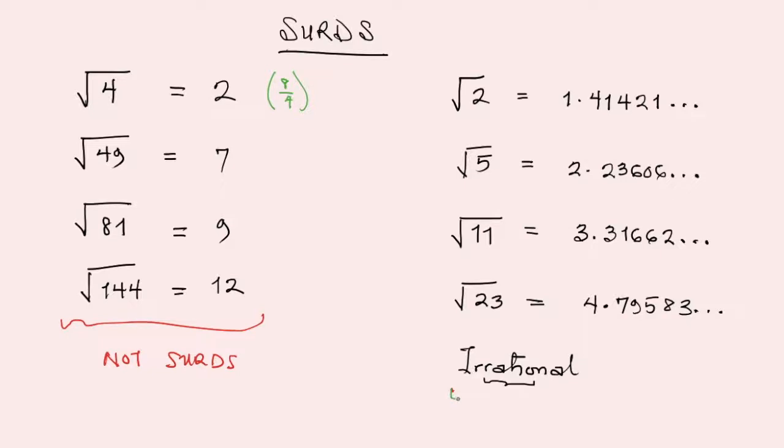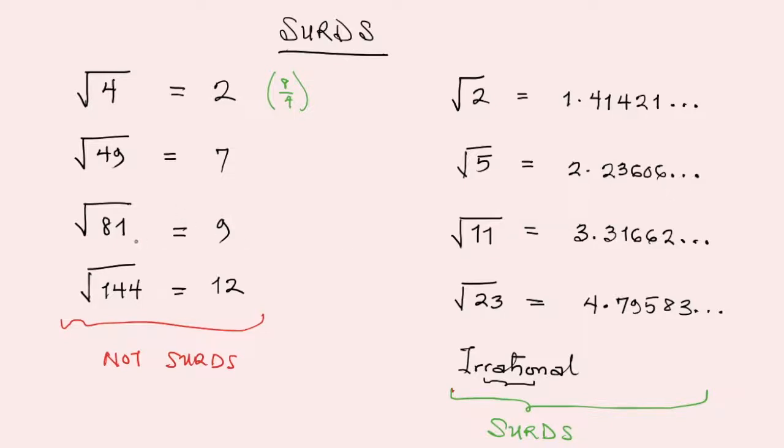Now, these radical numbers which have irrational solutions, which means numbers that seem to be continuing, the square root of 11, 3.31662 continuing, the square root of 23, all these numbers, these are the ones that are called surds. By the way, numbers that have rational solutions to their square roots are called perfect squares. So 4 is a perfect square, the square root is 2. 49 is a perfect square, the square root is 7. 81 is a perfect square, the square root is 9. 11 is not a perfect square because we don't have a rational solution for it.